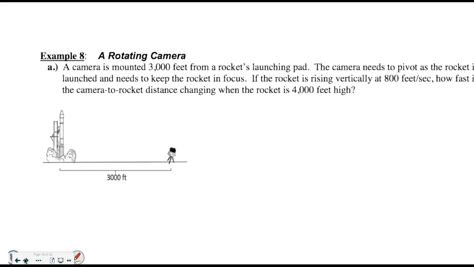So it says a camera is mounted 3,000 feet from a rocket's launching pad. Notice that, and you should if it wasn't there, go on my picture. I'm not moving the camera. It's pivoting as the rocket launches. So the rocket gets launched, the camera is going like this and tracking it. Does that make sense? But it is going to stay 3,000 feet from the base of the rocket. So it's pivoting, and it's going to keep that rocket in focus as it tracks it up into space.